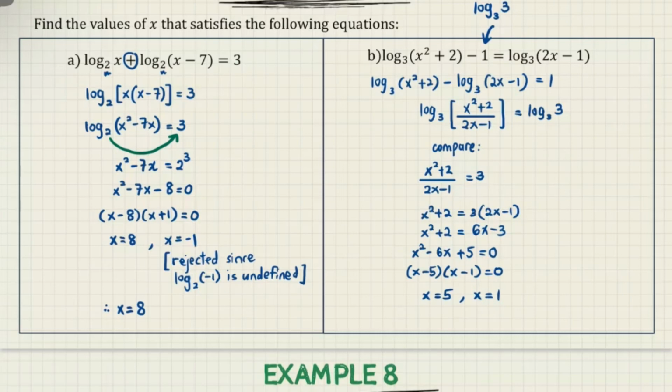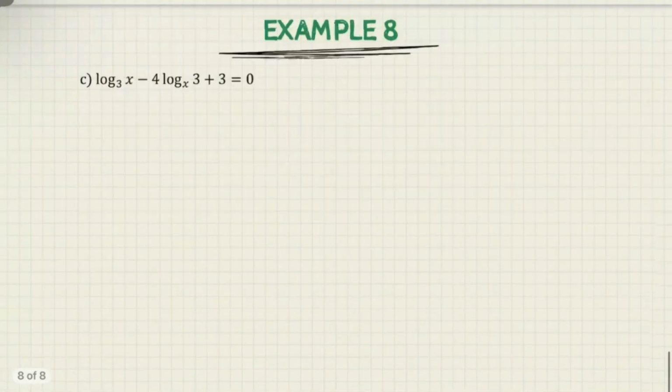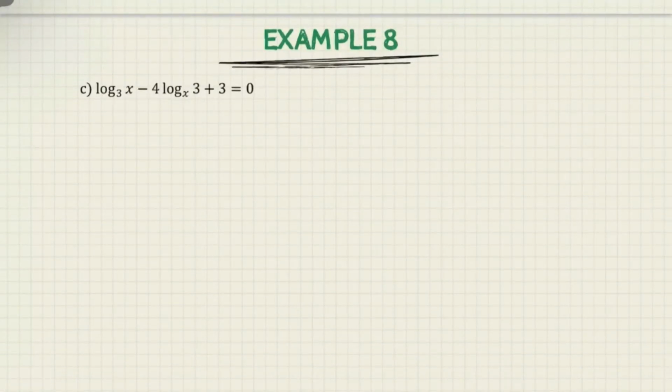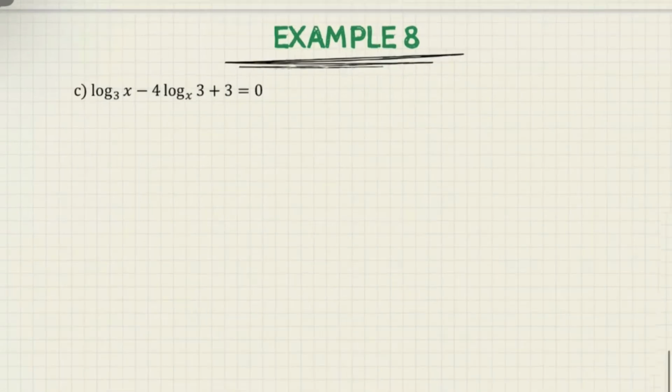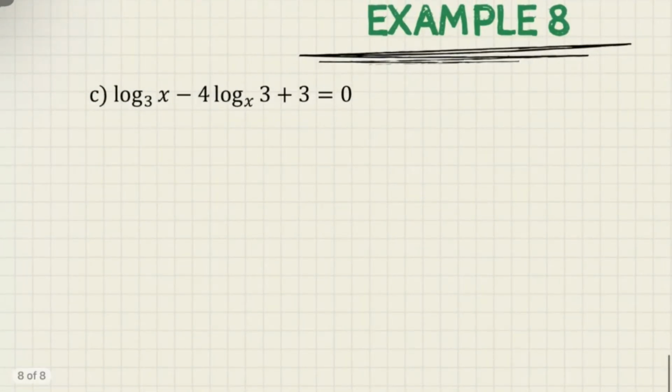The next example will be the final example untuk log. Okay. So log with base 3x minus 4 log with base x3 plus 2 log base 3 equals to 0. So here, kalau kita perhatikan this question, base kita tak sama. Okay. So base kita tak sama, so kita ada dua option lah. Kita ada satu option which is we need to change the base for this equation.